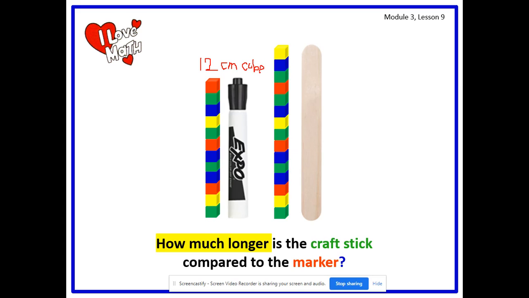I'm going to write a little bit crooked. And we also remember our measuring rules, right? There's no gaps in both of them. There's no overlaps. Endpoints are aligned for both objects. And all the objects we're using are the same size. Length units are the same size. Now, let's go ahead and measure the craft stick.